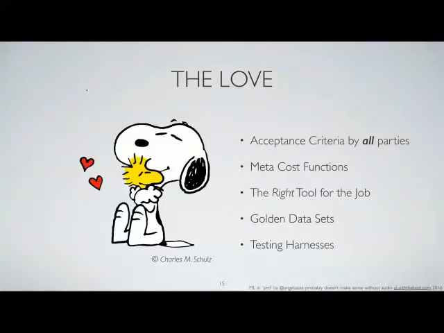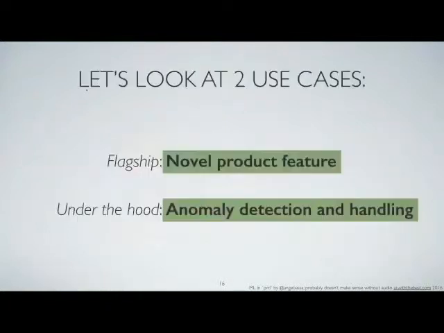This is the finding that we have had in our team: you need to have acceptance criteria by all parties. And these have to be pretty rigid and transparent and use the vernacular that all different parties understand, so everybody's on the same page. Having meta cost functions is also really helpful. Using the right tool for the job, depending on what the job is, rather than fitting the job to the tool. Having golden data sets and a testing harness. And I'm going to go into detail about what all of these mean.